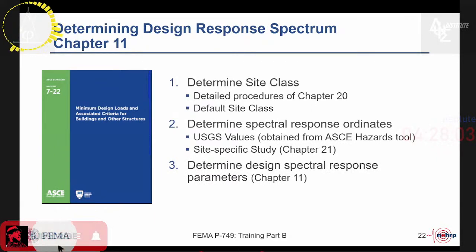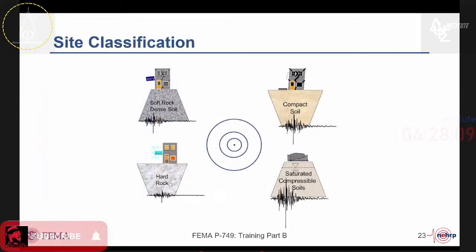Once you have the design spectra, you determine the design spectral response parameters per Chapter 11. First step in the process, determining the site class. As Mike Griffin discussed last week in this webinar, the level of shaking that a site will experience is a function of the types of soil that are present subsurface, typically in the top 30 meters or 100 feet.